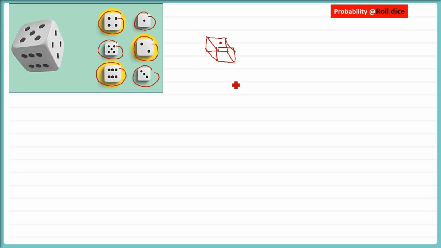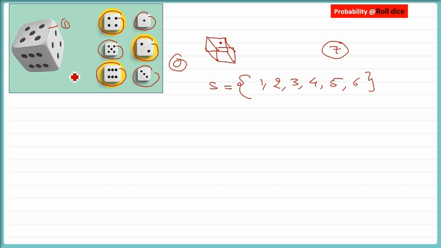So the sample space, the possibility, is 1 can come, 2, 3, 4, 5, or 6 can come, because there are only 6 faces, 1 to 6. This is called the sample space. 7 can never come because there is no 7 here. It's an impossible event.